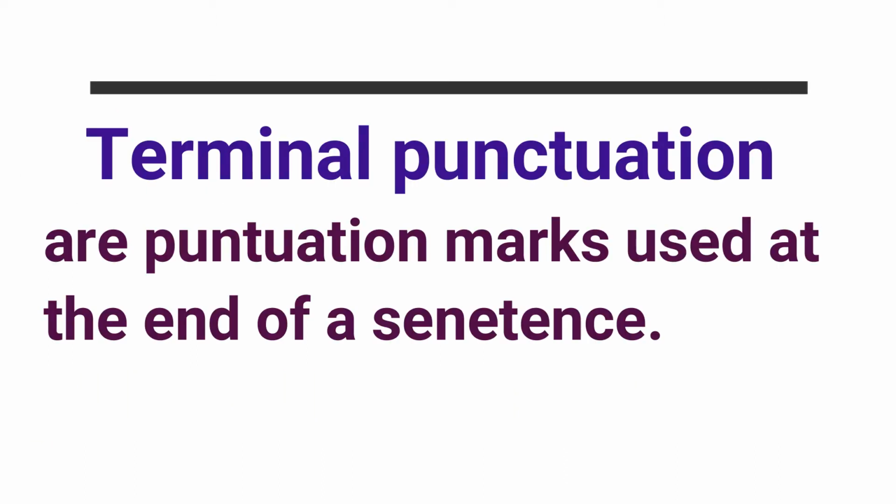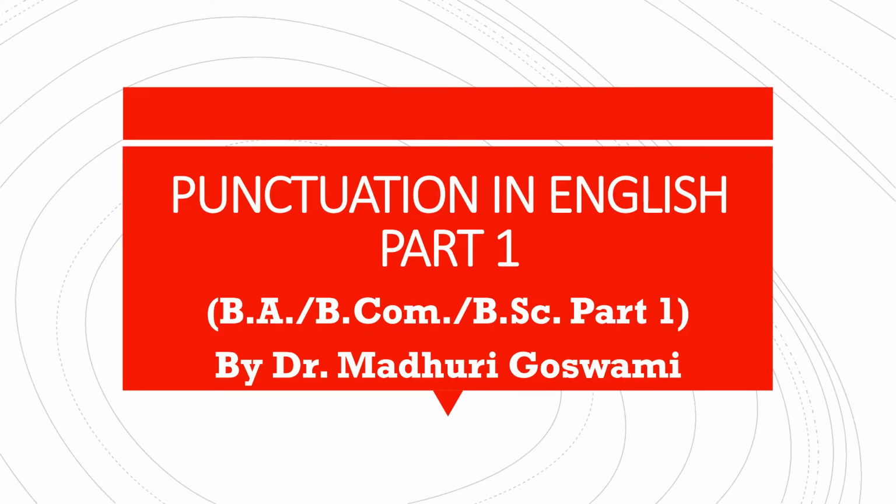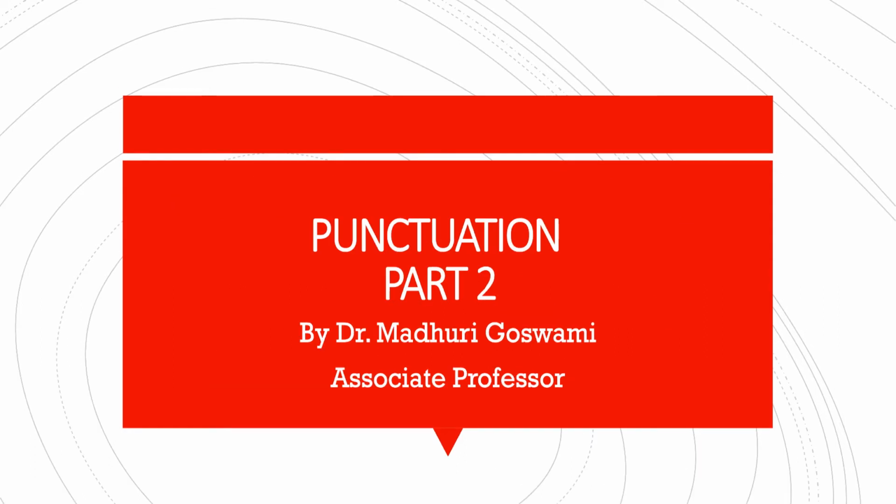Terminal punctuations are those punctuation symbols or signs which are used to end a sentence. That means they are used at the end of a sentence, whether it's a full stop, a question mark, or the exclamation mark. We have studied all these symbols with examples in part 1 of this lesson. If you want to revise, then watch that video. The link of that video is given in the description box of this video. Now let's continue from the previous lesson where we stopped.